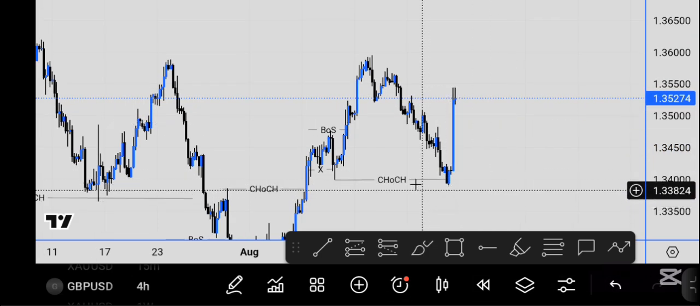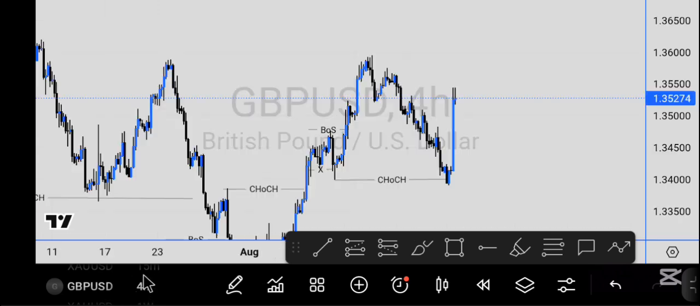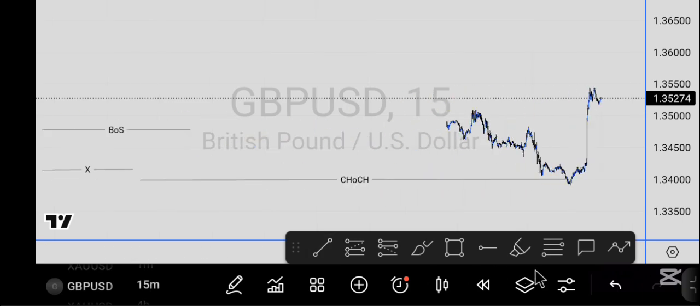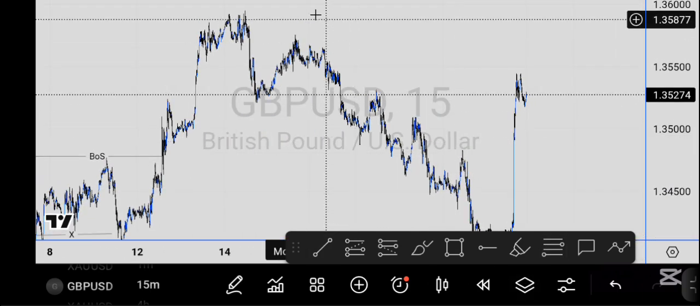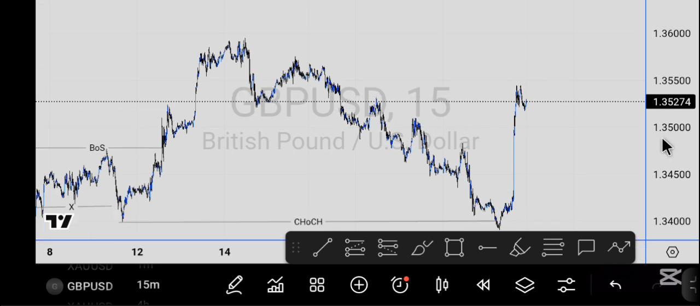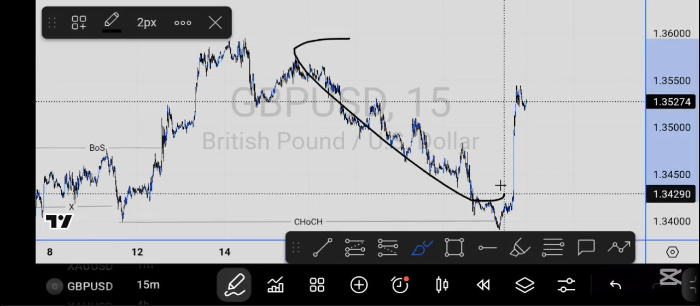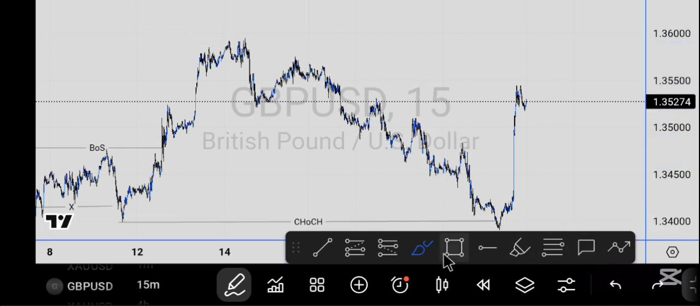So now let's go to the 15 minutes. What are we expecting on 15 minutes? Same thing we are going to do. We analyze the immediate structure before the price hits this structure. We analyze this structure. So what do we have here?